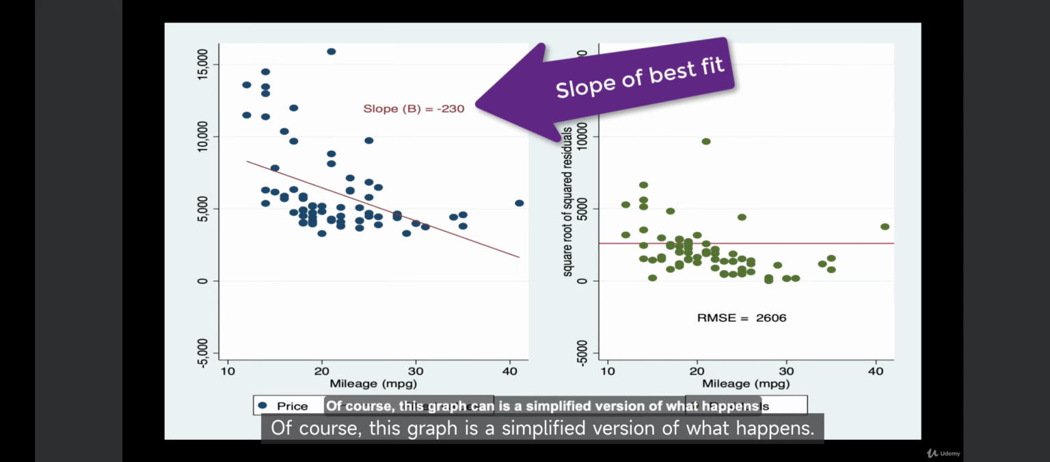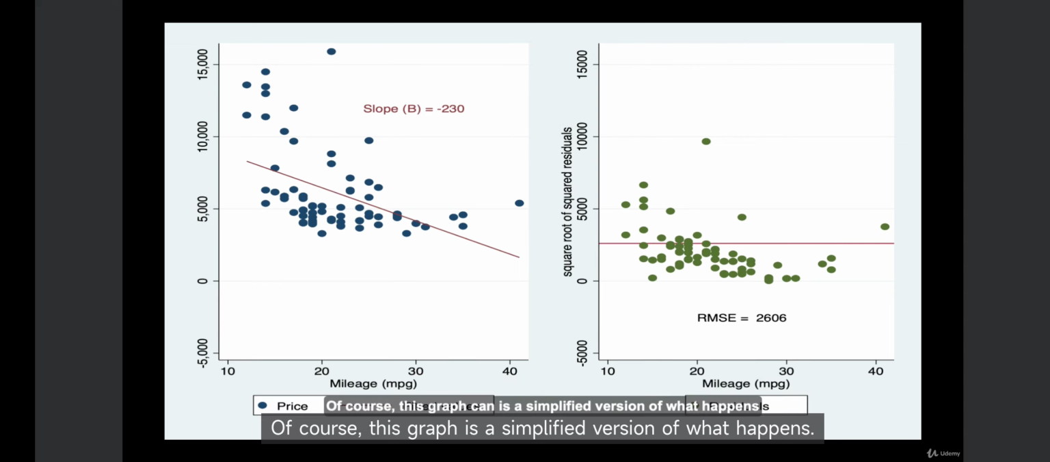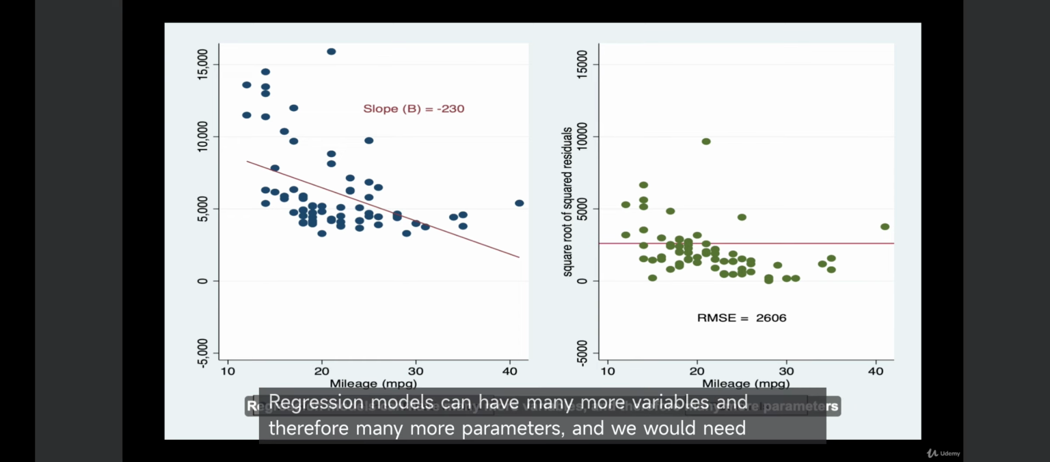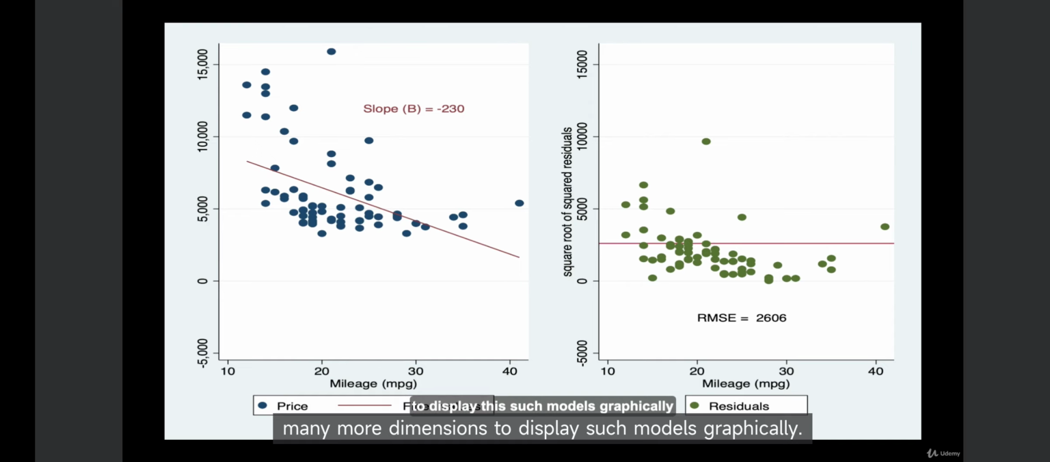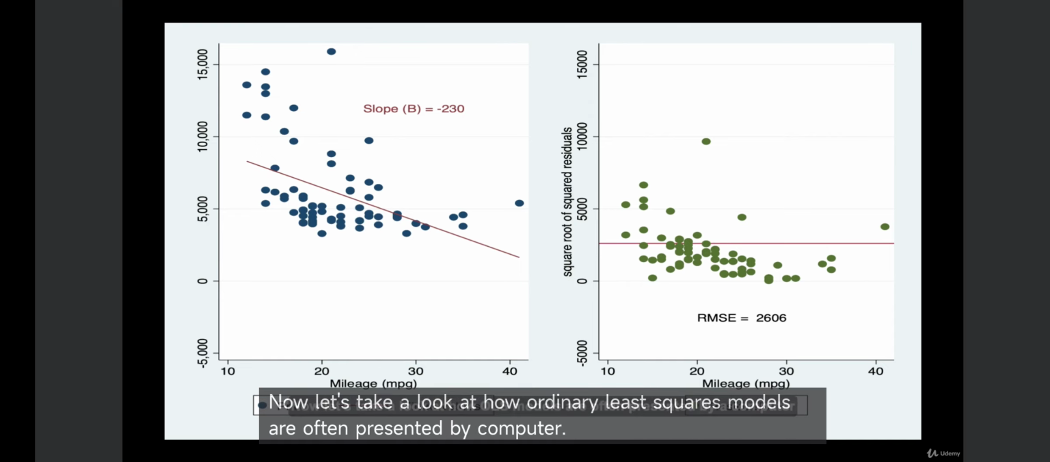Of course, this graph is a simplified version of what happens. Regression models can have many more variables and therefore many more parameters, and we would need many more dimensions to display such models graphically. Now let's take a look at how ordinary least squares models are often presented by a computer.